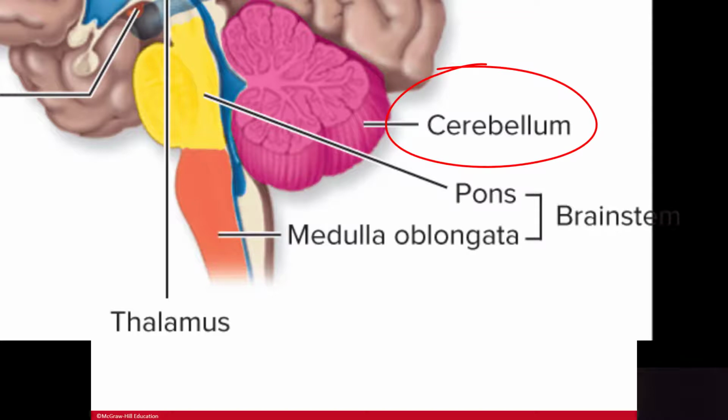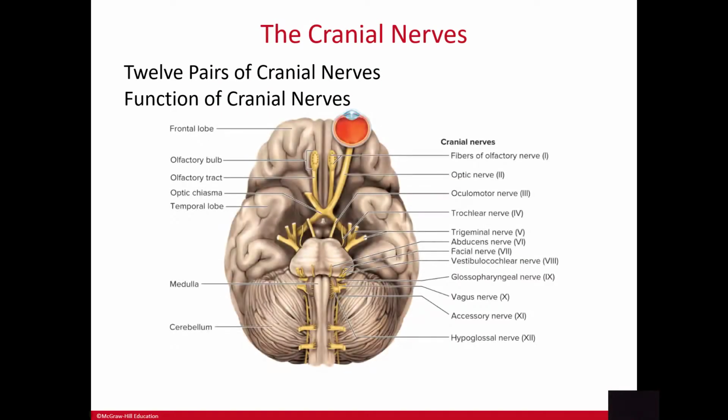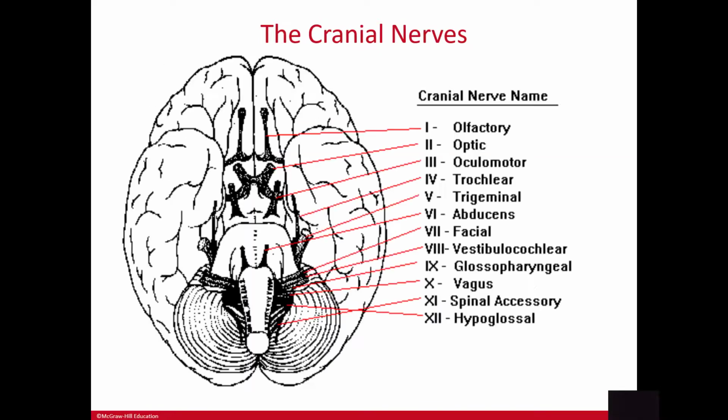The cerebellum, we mentioned earlier, looks like a little mini brain, and it coordinates skeletal muscle activity to maintain our posture and balance. Now let's look at the cranial nerves. If we look at the underside or inferior aspect of the brain, we can see 12 pairs of cranial nerves exiting the brain. These cranial nerves, along with the spinal cord, allow the brain to communicate with the rest of the body. The cranial nerves are given a name and a Roman numeral, and they can contain either sensory, motor, or a combination of fibers.